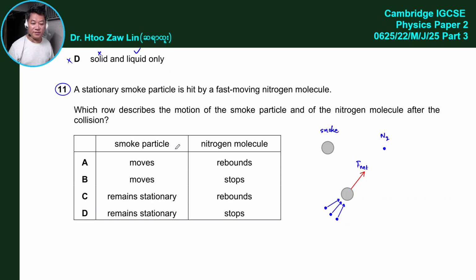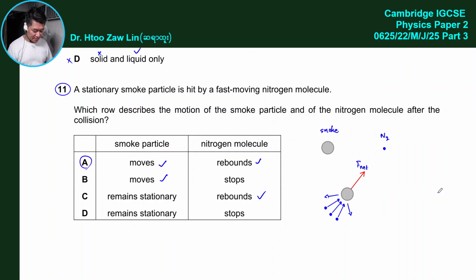What happens to the smoke particles after the collision? The smoke particle moves. So what happens to the nitrogen molecule? The nitrogen molecules hit the smoke particles and then they rebound. They do not stop, they rebound. So the correct answer is A. I hope that is clear.